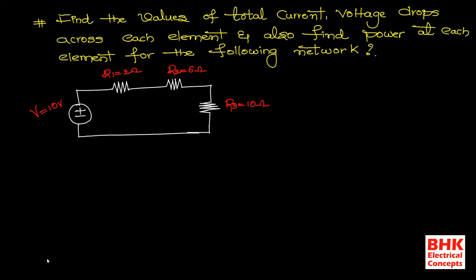Hi friends, in this video we are going to discuss how to calculate the total current in the given network, how to calculate the voltage drops across the individual elements connected in the network, and how to calculate the power absorbed by each resistor in the following network. So this is the network we have, and we need to calculate the total current, the voltage drop across each individual element, and the power absorbed by each element in the given network.